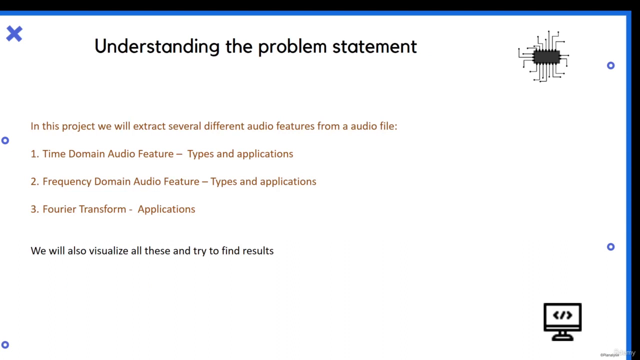In this, we'll be working with a small audio file just for the sake of introduction. We'll be using that audio file and extracting features. Features like time domain features, what the different time domain features are, and what their applications are. We'll be performing Fourier transform and seeing its application. We'll be seeing frequency domain audio features, what their types are and how they are used. I'll be explaining each and every feature and its use in the notebook section, and we'll also visualize all of these.